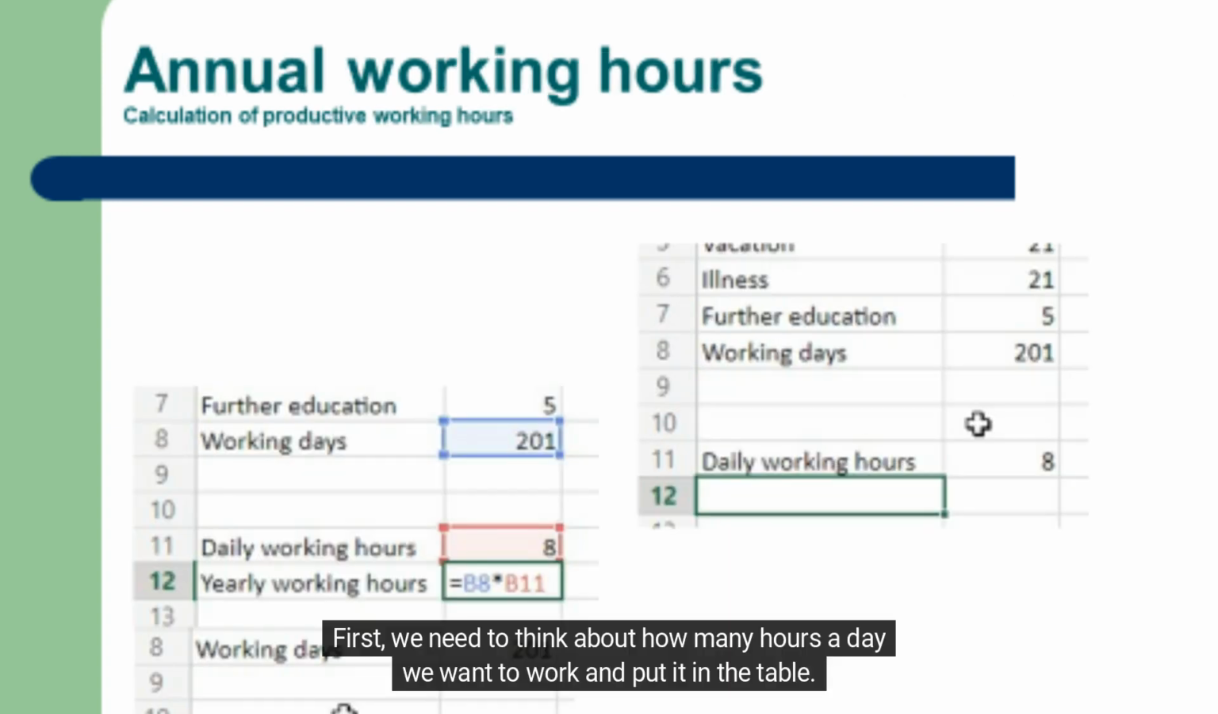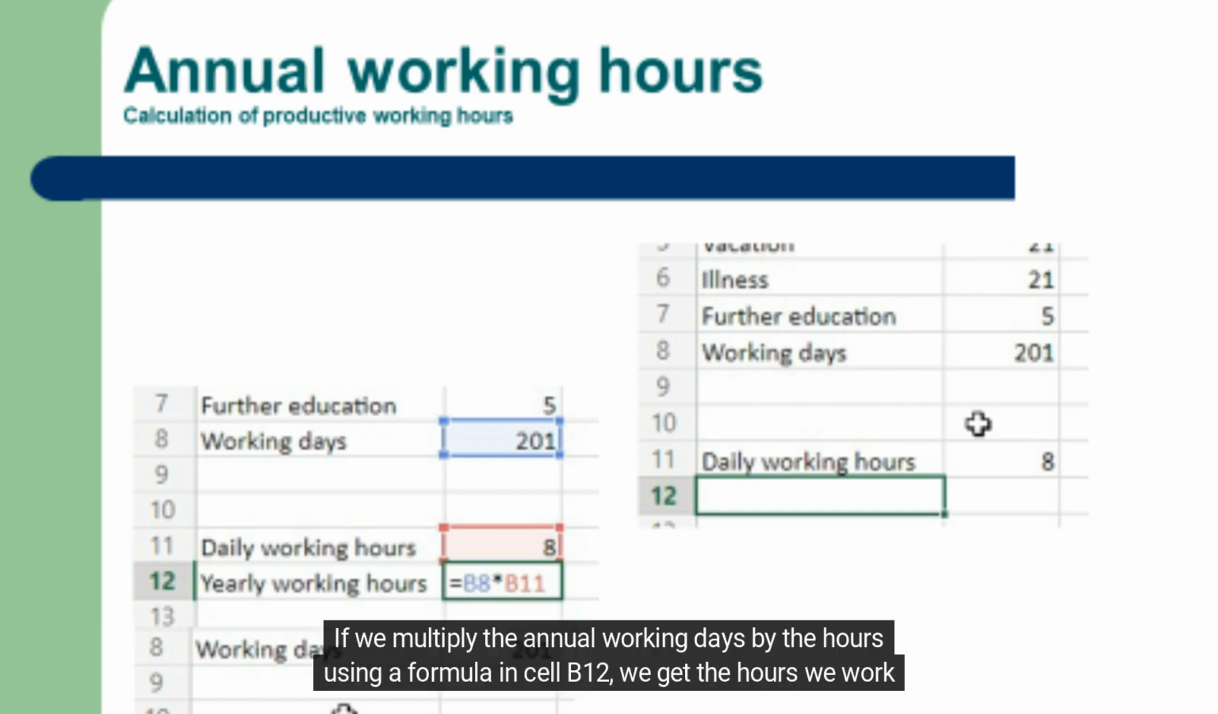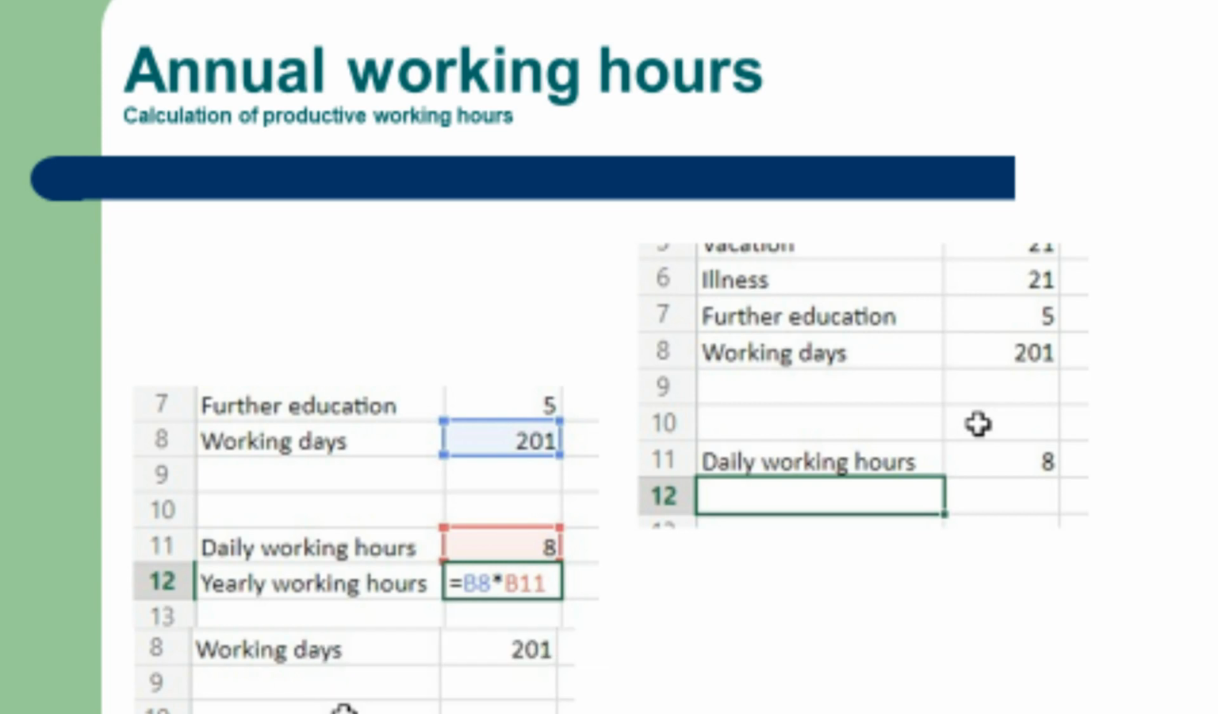First, we need to think about how many hours a day we want to work and put it in the table. If we multiply the annual working days by the hours using a formula in cell B12, we get the hours we work in a year. The star is a formula for multiplication.